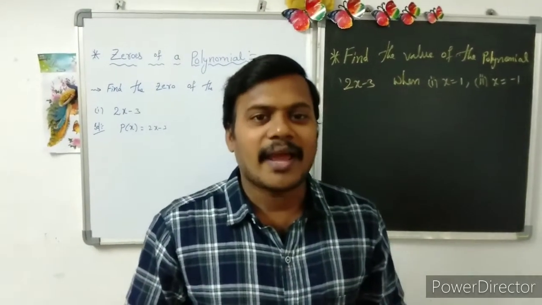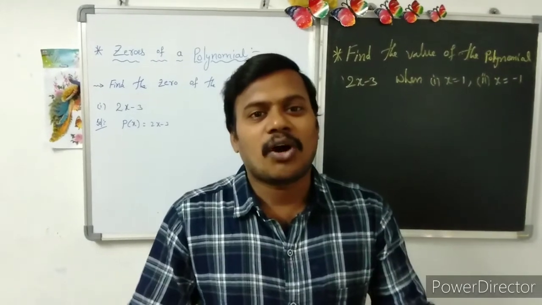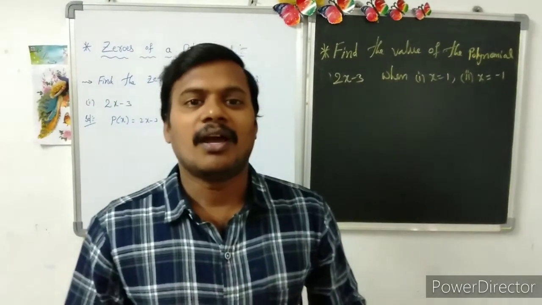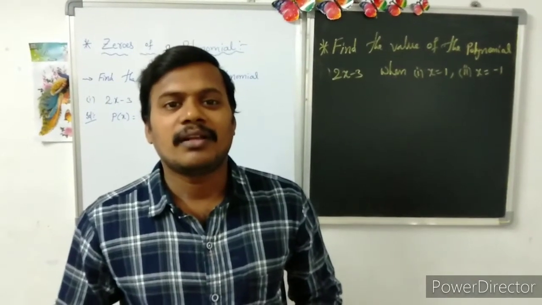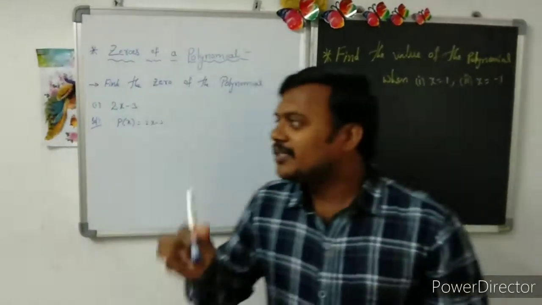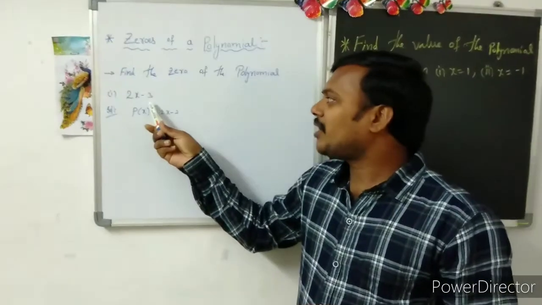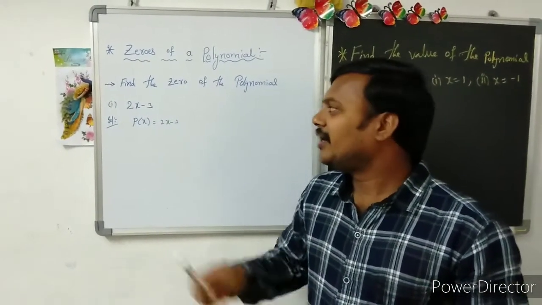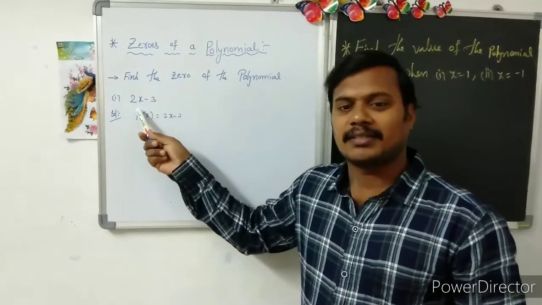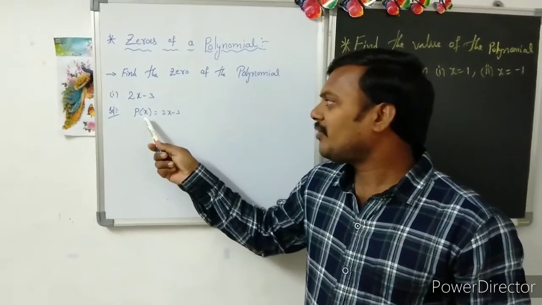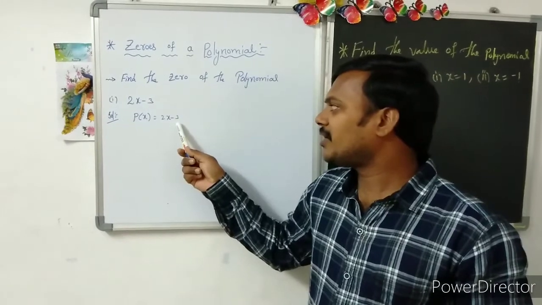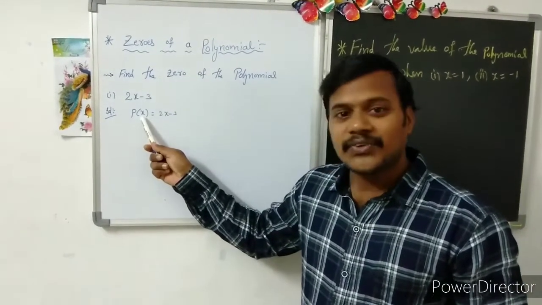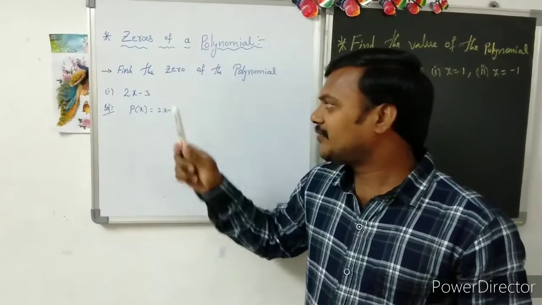So coming to this class, we have to discuss the zero of a polynomial. What is the zero of a polynomial? For example, see that 2x minus 3 is a polynomial. Here the variable is x. That is why p of x equals 2x minus 3. What is p of x? Polynomial of x variable.